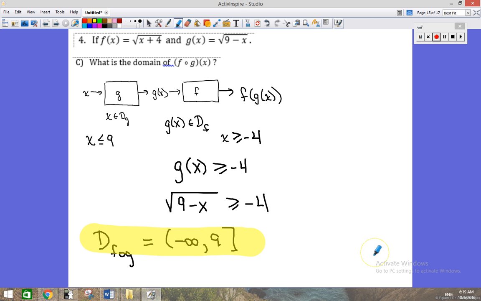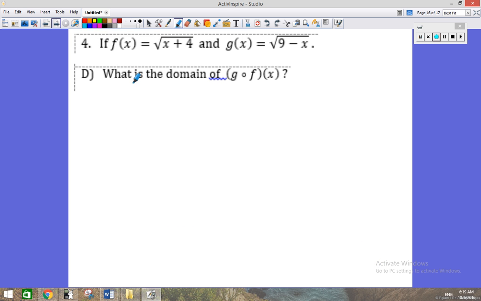There's my final answer for problem 4, part C. Let's move on to part D. So again, it's another domain question.